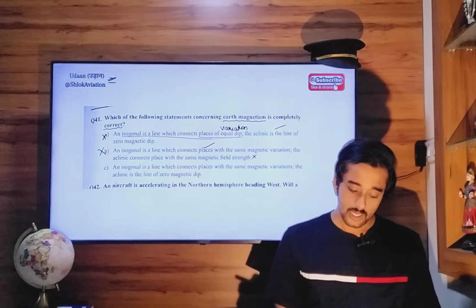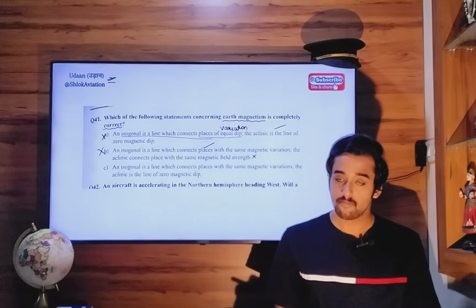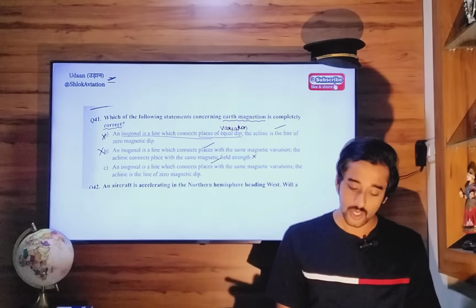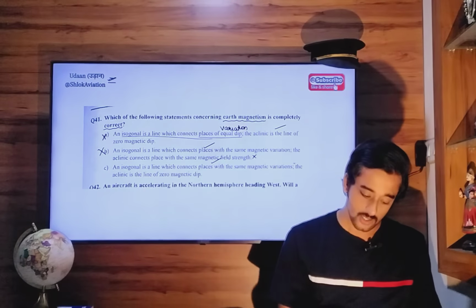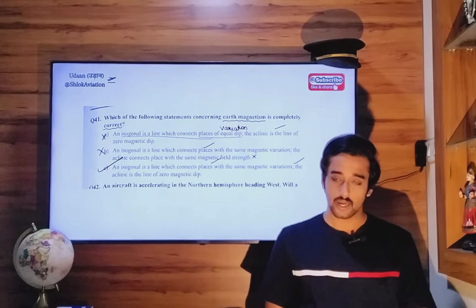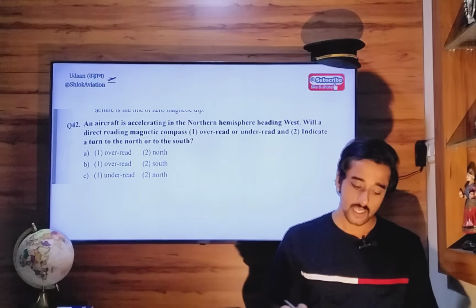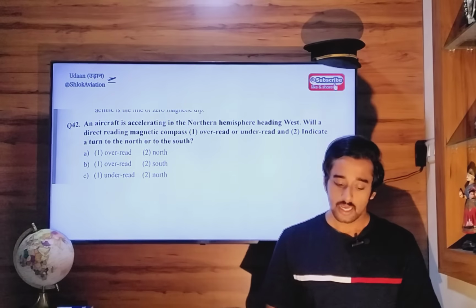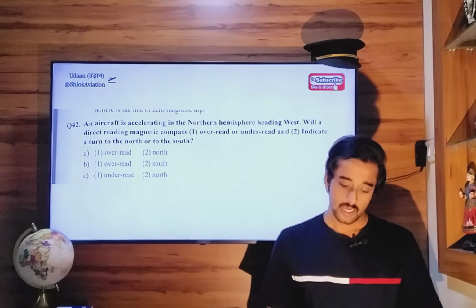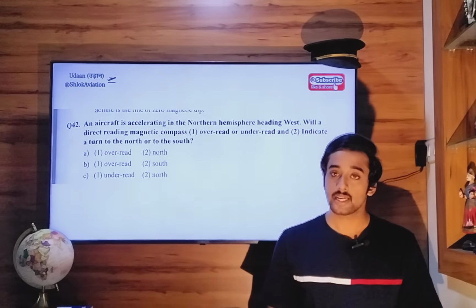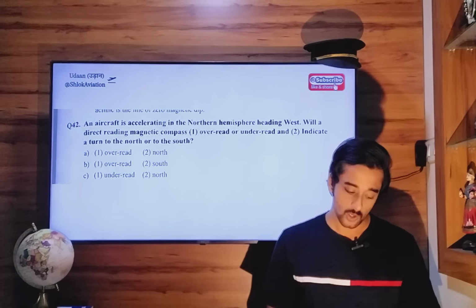Next, isogonal is a line which connects places with the same magnetic variation, yes. Aclinic is the line of zero magnetic depth, yes. So statement C is the right one. Question 42. Aircraft is accelerating in the north hemisphere heading west. Will a direct reading compass overread or underread, and whether will it indicate a turn towards the north or south?